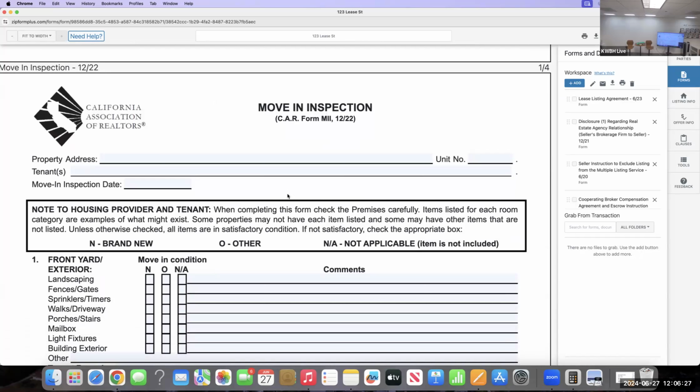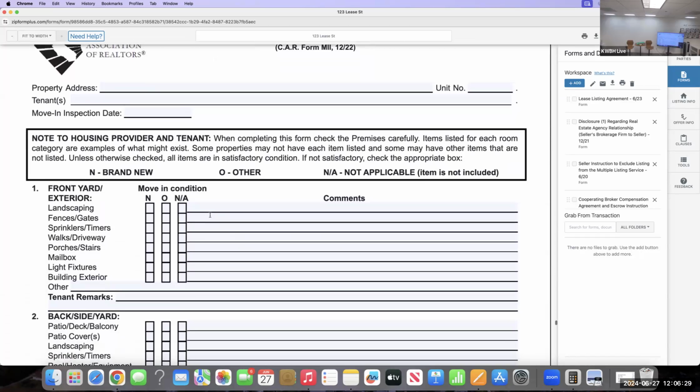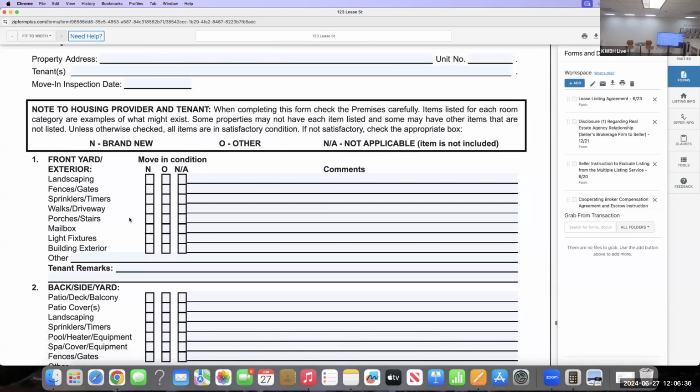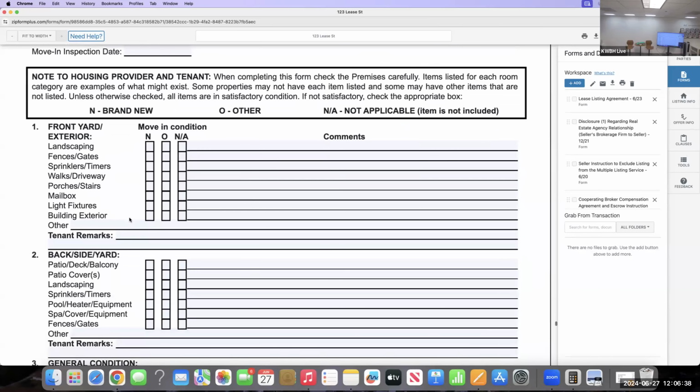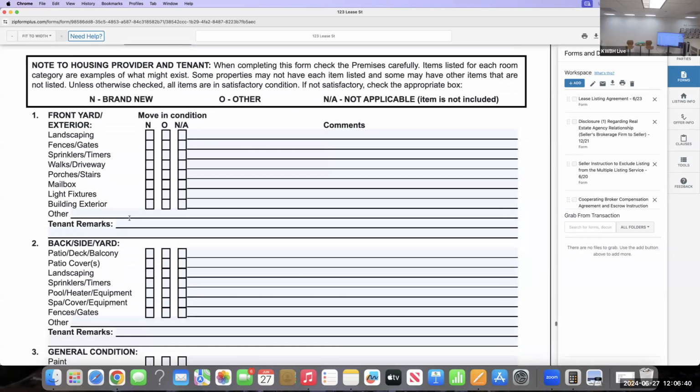All right, move-in inspection. The tenant is responsible for damage. So the tenant should be signing off on this. If the tenant sees damage, they need to document it in the beginning, so they don't get dinged when it's time to move out.